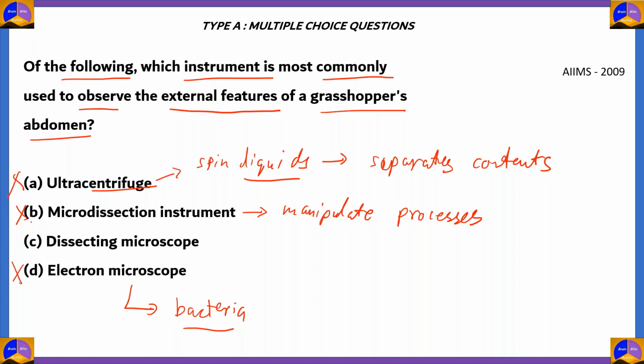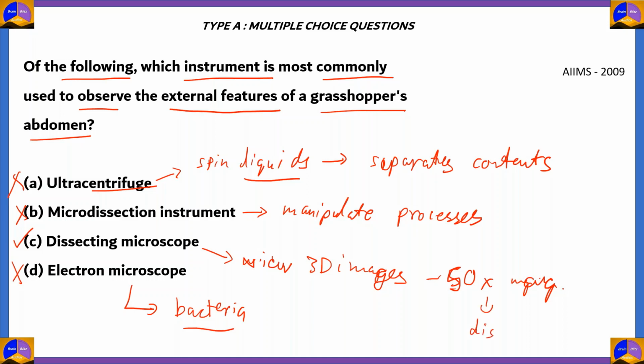The right answer is option C, a dissecting microscope. Now, this allows you to view 3D images of the part in question in 50x magnification, and it is used in dissections.